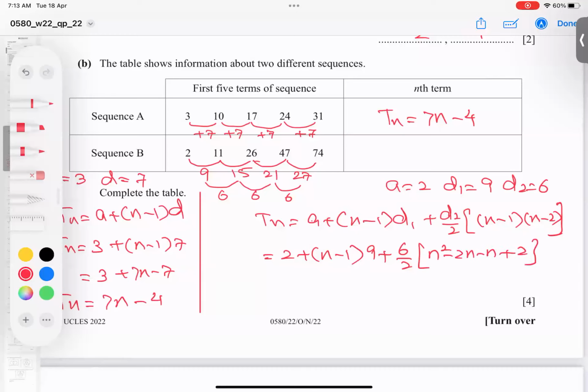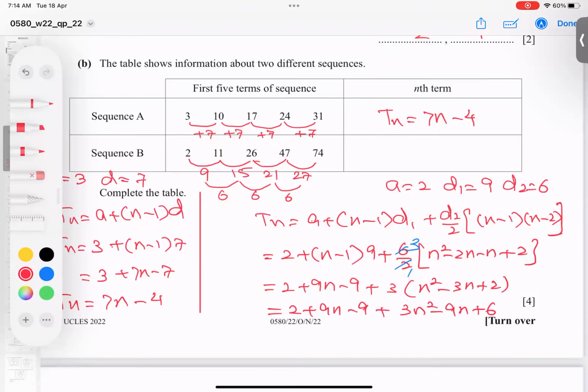Be careful while multiplying. This 9 multiplies inside. 9 times n is 9n, and 9 ones are 9. And 2 ones are 2, 2 threes are 6. This 3 will multiply inside, but before I simplify, negative 2n, negative n, gives you negative 3n. Now you can see 2 plus 9n minus 9, and 3 multiplies inside with all values: 3n squared minus 9 and 3 twos are 6.